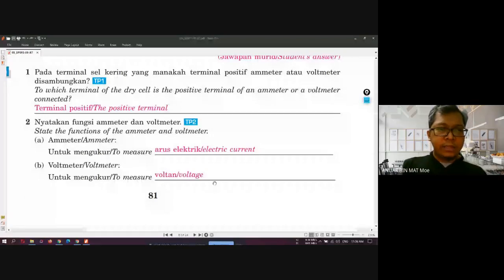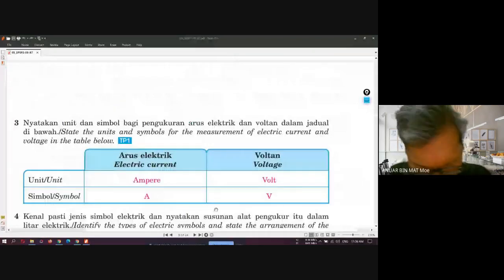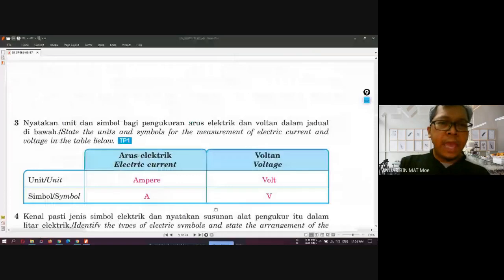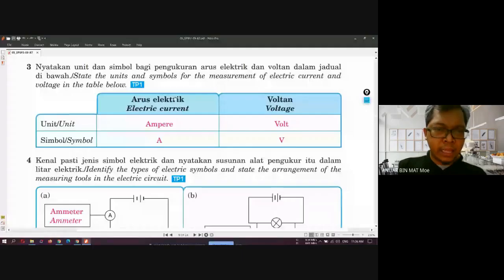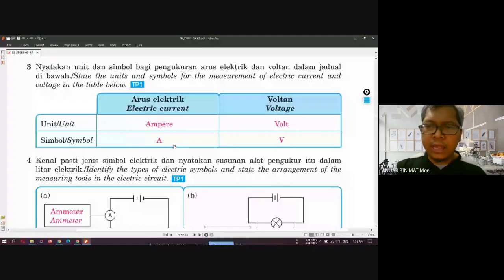Next one, question number 3. State the unit and symbol. I think I already explained this to you. The electric current unit is ampere, and then the symbol is A, big A, capital A. And then for the voltage, the unit is volt, and then the symbol is V, capital V, not small v. Okay, next one, number 4.